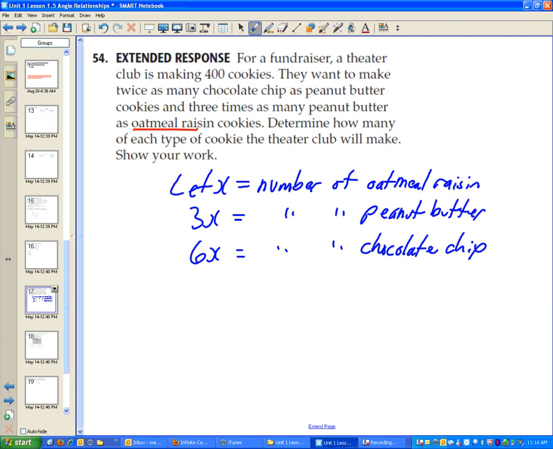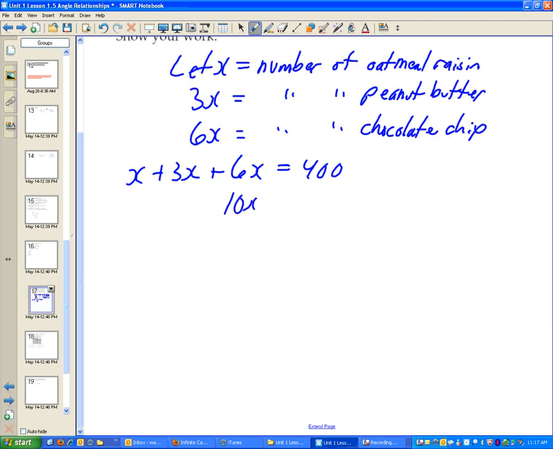Anyway, if they're going to make 400 cookies, doesn't that mean if we add the number of oatmeal raisin plus the number of peanut butter plus the number of chocolate chip, that equals 400? Does that seem reasonable? All right, it's easy from here. Because X plus 3X is 4X, plus 6X is 10X. What's 400 divided by 10? Yeah, it's 40.